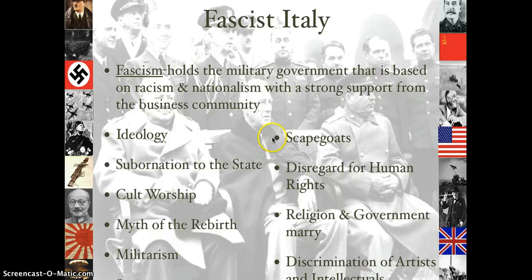They usually have a scapegoat that they're pointing to as a reason why they declined in the first place, and they're going to get these bad guys, whoever they say they are. They don't really care for human rights. Things like freedom of speech and freedom of expression are not that highly valued. And usually these countries will somehow make an agreement with the religious majority in that country and basically create a marriage between the government and the church, saying you have your power and we have ours as long as we get along. And they will not like people who think outside of the box, like artists and intellectuals.